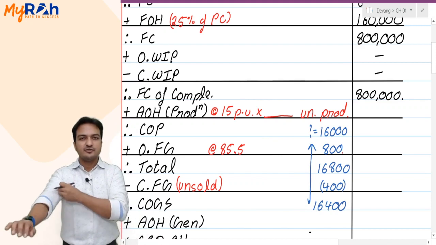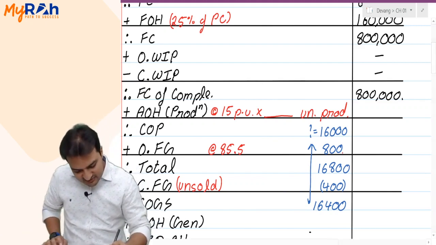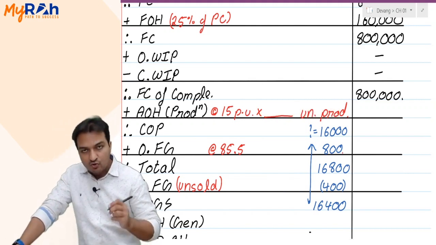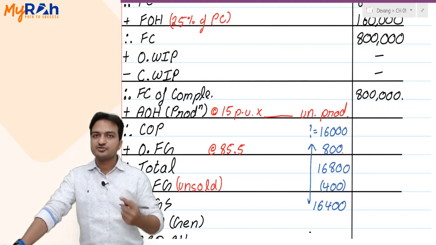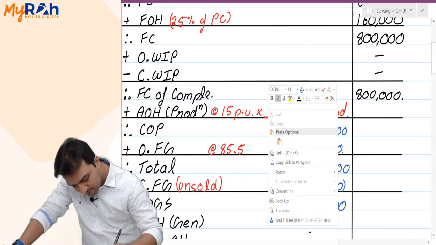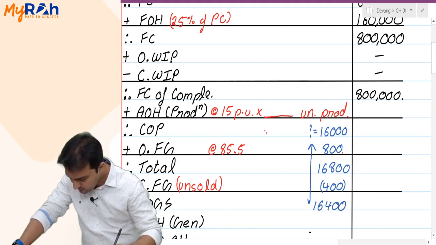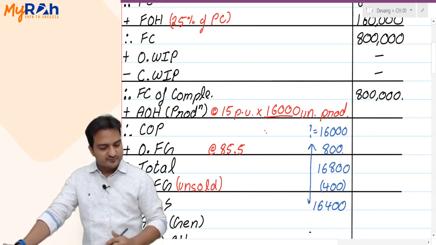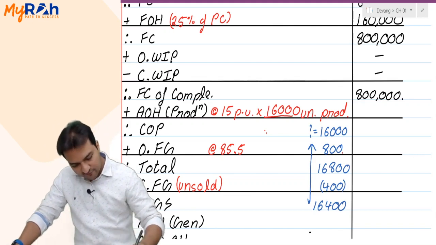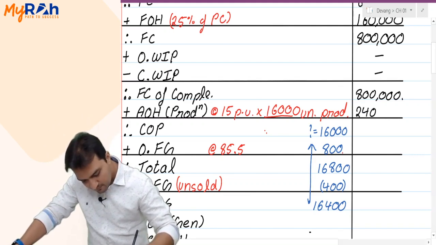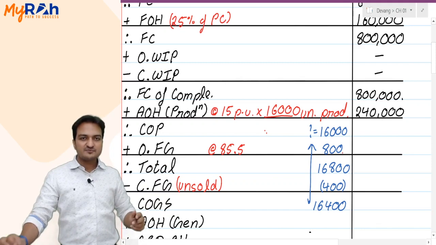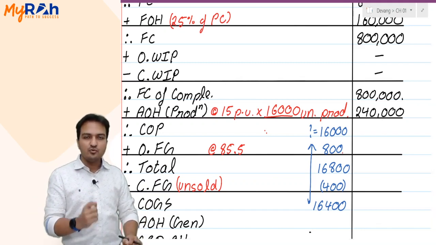Now that you know the production units, I can use them over here to find my admin overheads. Admin overheads was 15 per unit into production units. 16,000 production units into 15 gives me 2,40,000 as my admin overheads. I'll put them here: 2,40,000 admin overheads. Look, this reverse calculation was my first important calculation over here. I hope you understood that.